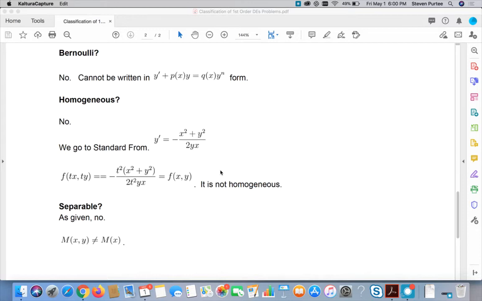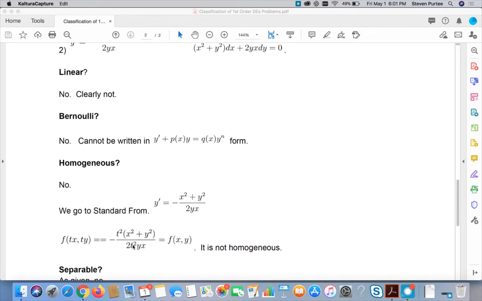Homogeneous. To be homogeneous, replace all the x's with tx, all the y's with ty. So if we do that, I would get a t squared x squared, a t squared y squared. I could factor out the t squared, or combine the two t's together into a t squared. Hey, the t squareds cancel. I get back to the original. That is a homogeneous first order differential equation.